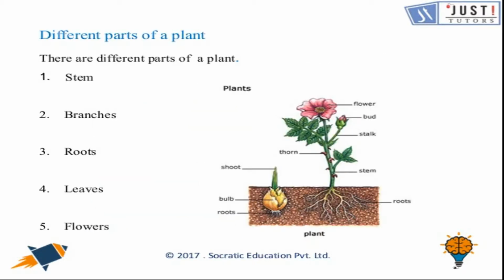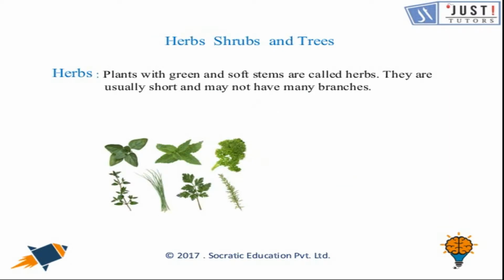Now we'll discuss about different parts of plant. Okay, so we'll start from the bottom here. So it's roots here. This is stem. Now this is thorn. Yeah, so you must have seen thorn in some plants. Like if I give you an example, in rose plant you can see thorn. This one is the bud here and the top one is the flower. Okay, now let's move forward here.